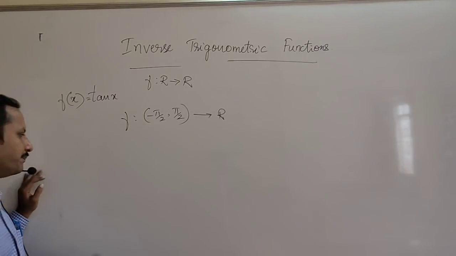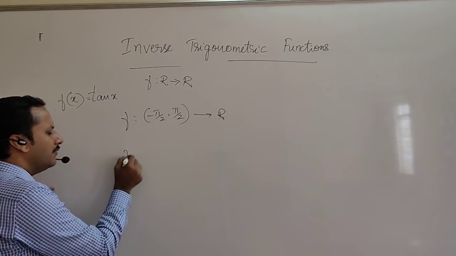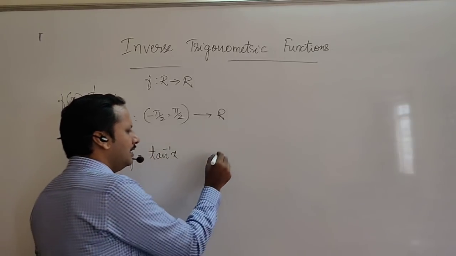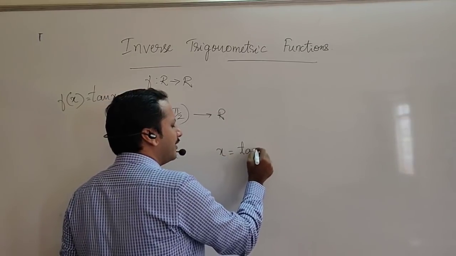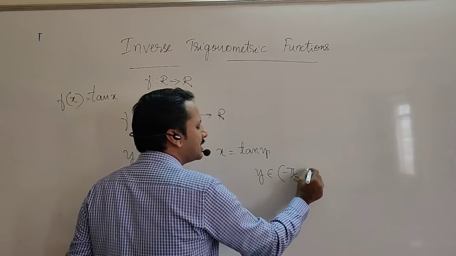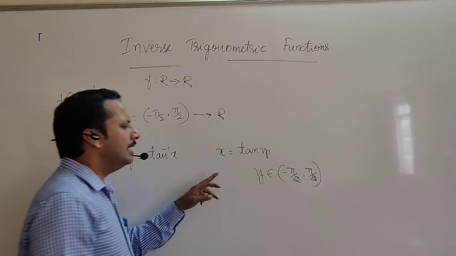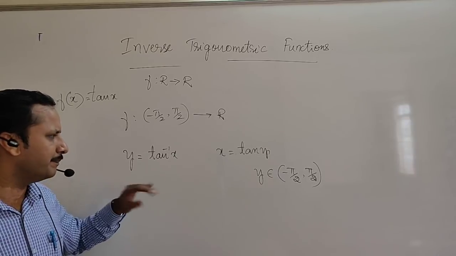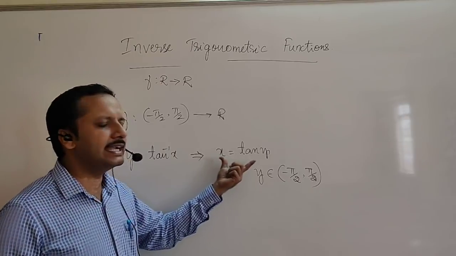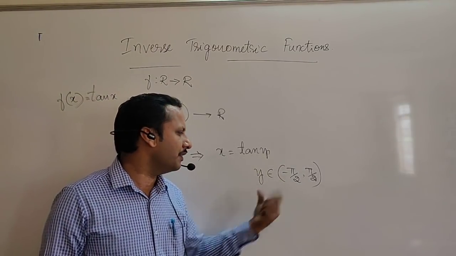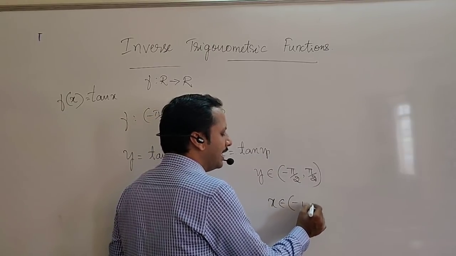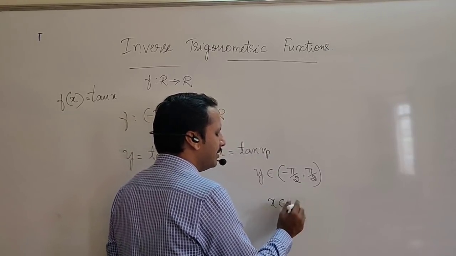Let us see how. So, we say y is equal to tan inverse x if x is equal to tan y, where y should lie in the open interval minus pi by 2 to pi by 2. X can be any real number. Okay. So, y is equal to tan inverse x will imply that x is equal to tan y, where y belongs to open interval minus pi by 2 to pi by 2 and x belongs to R. X can be any real number.